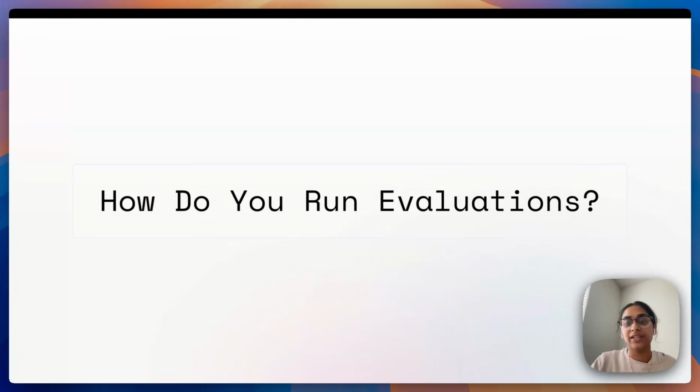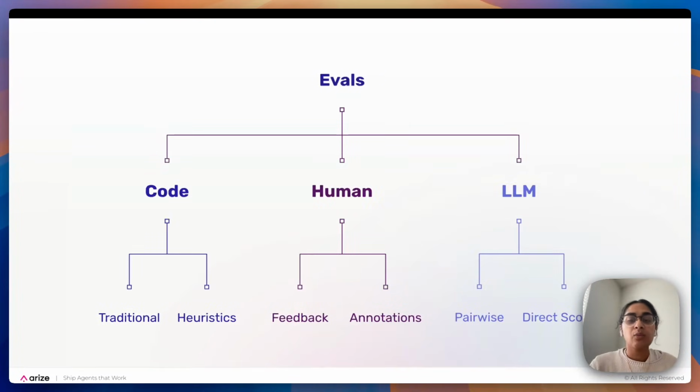You can do both offline as well as online evals, which I will get to in a second. But while we're still on the topic of types of evals, we talked about what you should evaluate. In terms of how you should evaluate, evals have three main types: code, human, as well as LLM. You can use all three, depending on your use case or your need.